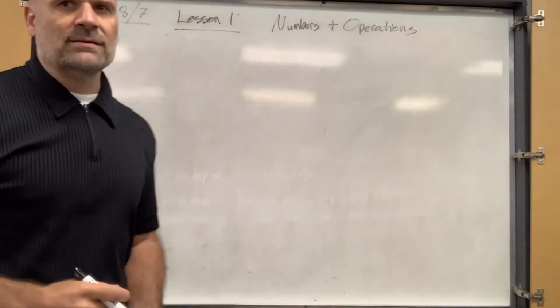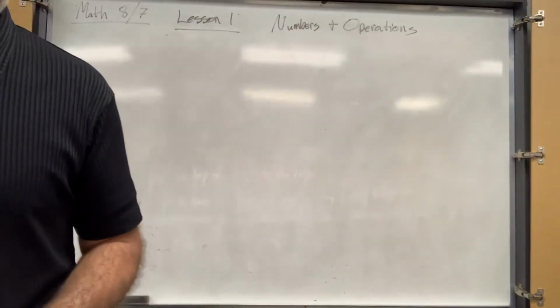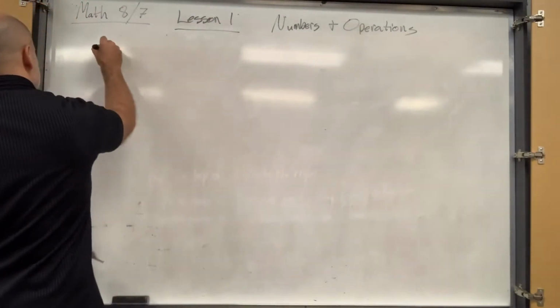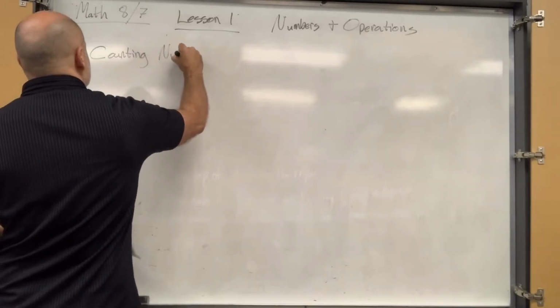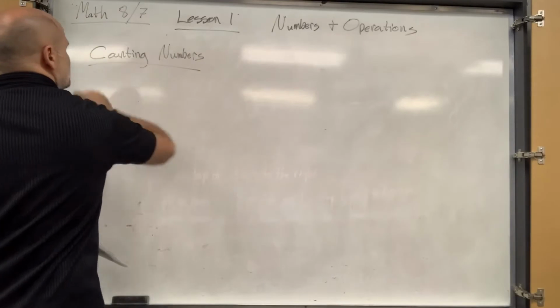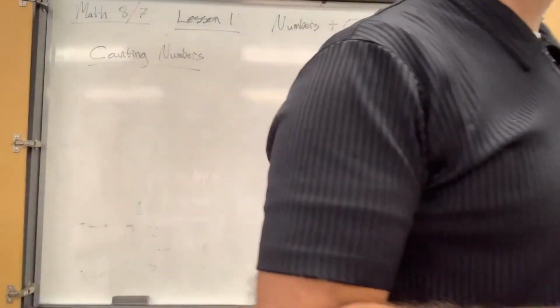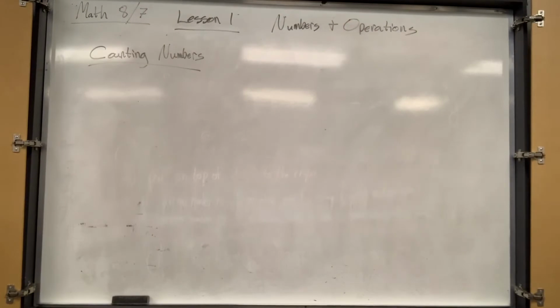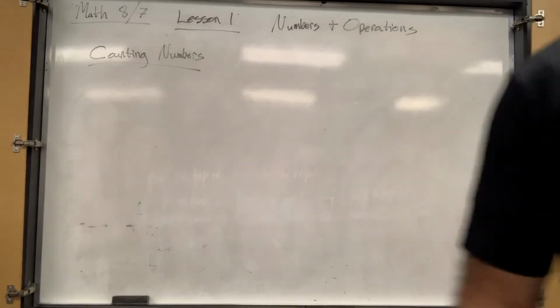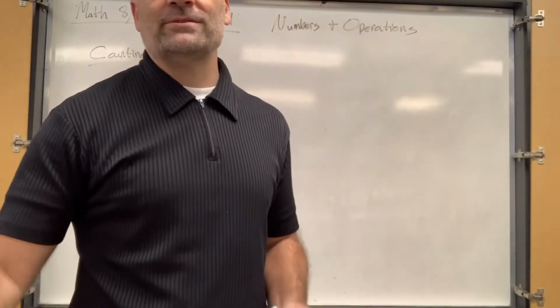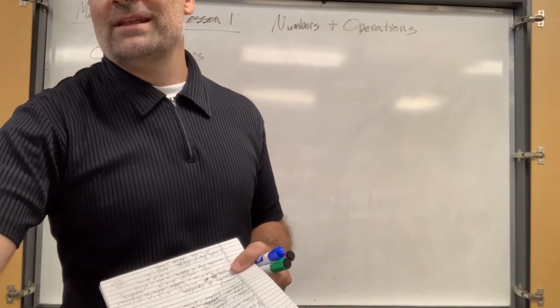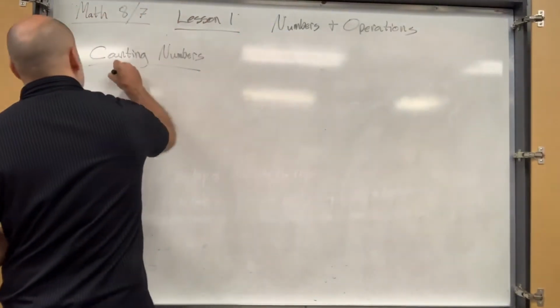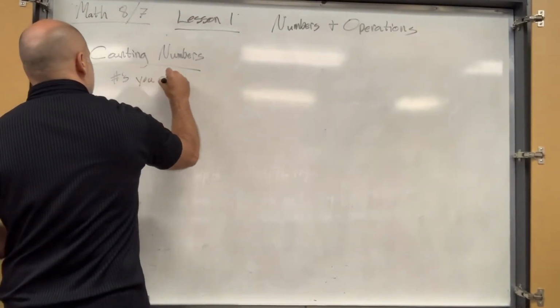So the most basic set of numbers, group of numbers, are called counting numbers. Can someone give me a definition of counting numbers? Like, if you had to explain counting numbers to your little brother or sister, what would you say? 1, 2, 3, 4, 5, 6, 7, 8. Yeah, you could just tell me the numbers, but how do you define that? The numbers you count with. That's a great way to define it. These are the numbers you count with.